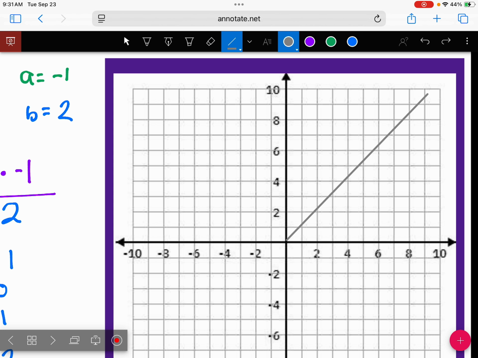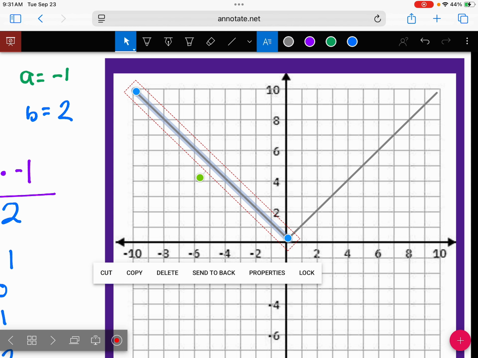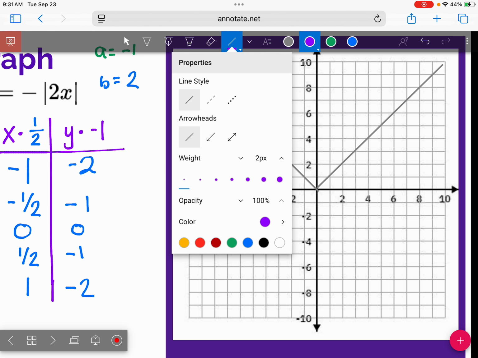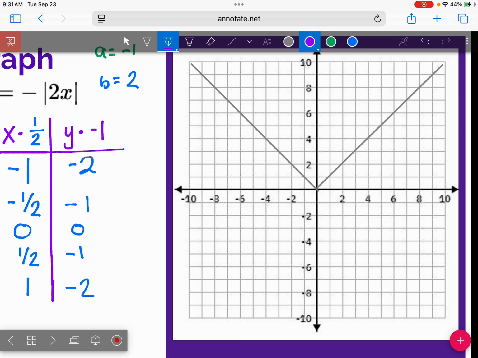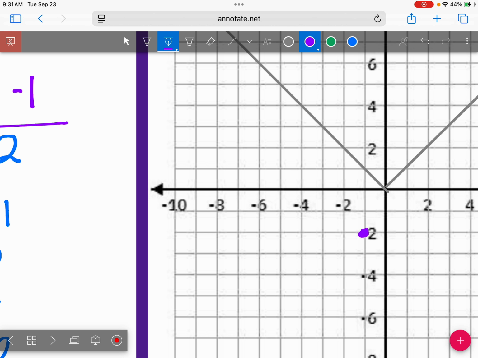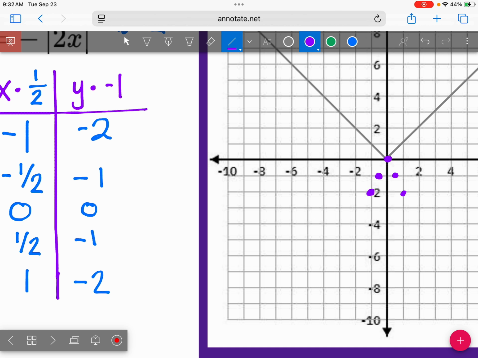I'm going to sketch that parent function in so that we can see that and compare. You don't have to. I'm just giving it to us for now so that we can look at it and see what's happening here. Because when we plot up these points, our (-1, -2), (-1/2, -1), (0, 0), (1/2, -1), and (1, -2), and we connect these up with our lines.